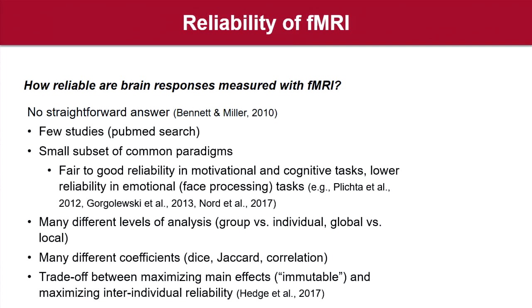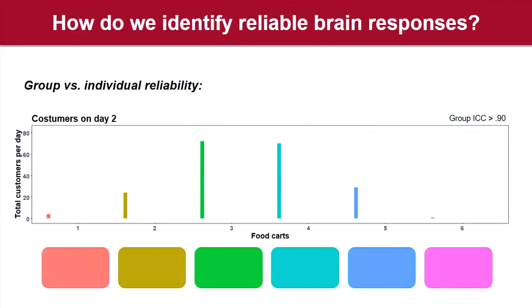We have historically had a focus on tasks being optimized for stable and big main effects, which inevitably reduces or minimizes the between-subject variability. And this is a real problem for prediction or for reliability on the individual level. And I can just demonstrate this shortly.